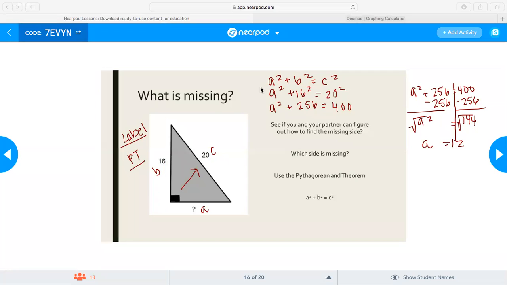And I could go back and prove all this by doing, well, if A is 12, then that means 12 squared plus 16 squared should equal 20 squared, which it does. So this proves to me that I got the right answer. All right, are there any questions? That was the spiciest I could get today. Nothing? We're good?